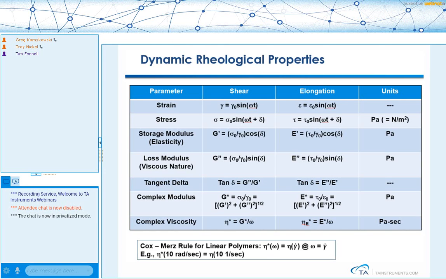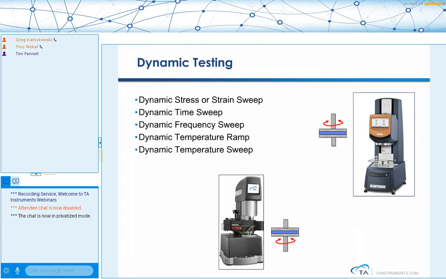If we take the ratio of the stress magnitude to the strain amplitude, we get the complex modulus of the material. And if we divide the complex modulus by the angular frequency, we get the complex viscosity. This is an extremely useful parameter in the world of polymer melt rheology. It's also useful with some other systems as well. That's because the complex viscosity at a certain angular frequency is equal to the steady shear viscosity, where the angular frequency is equal to the shear rate.